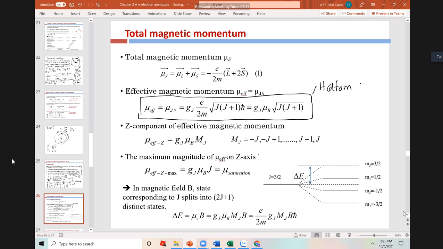In this case, you need to remember that Gj equals 1 plus J(J+1) plus S(S+1) minus L(L+1), divided by 2J(J+1). In this, you can remember that J is the quantum number.